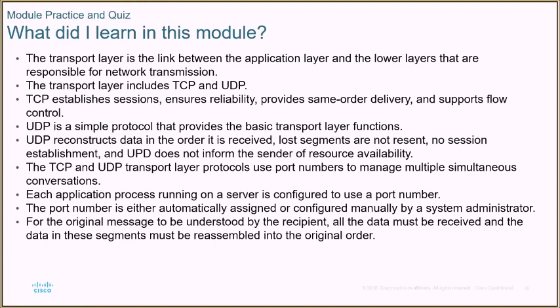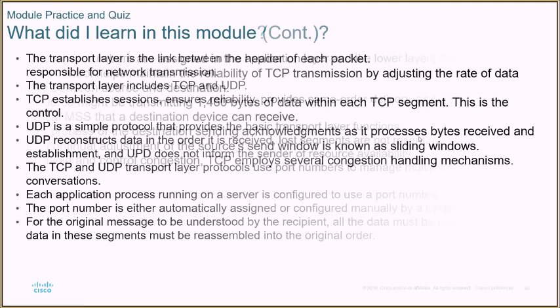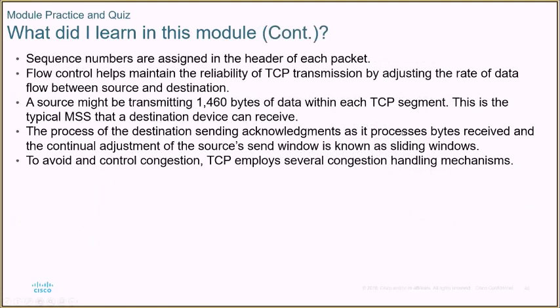TCP and UDP transport layer protocols use port numbers to manage multiple simultaneous conversations. Each application process running on a server is configured to use a port number. The port number is either automatically assigned or configured manually by a system administrator. For the original message to be understood by the recipient, all the data must be received. The data in these segments must be reassembled in the original order. Sequence numbers are assigned in the header of each packet.